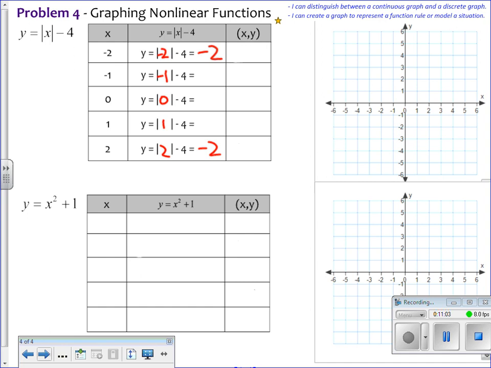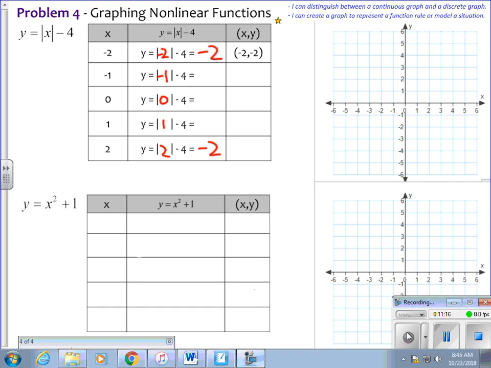Please take a couple of minutes, fill in the rest of the table, find the corresponding XY point, and plot them. Okay, so y equals the absolute value of -1 minus 4. Absolute value of -1 is +1. +1 minus 4 is -3. Put in 0, absolute value of 0. 0 minus 4 is -4. Put in 1, and guess what? I get -3 again. This is what absolute value does.